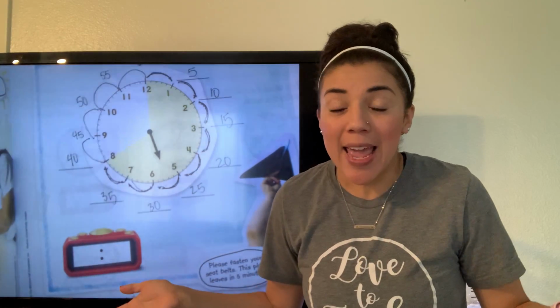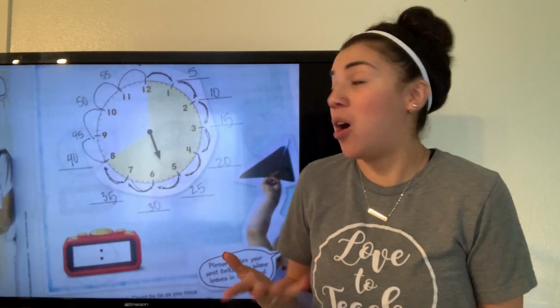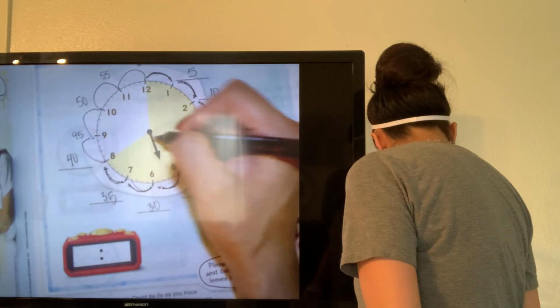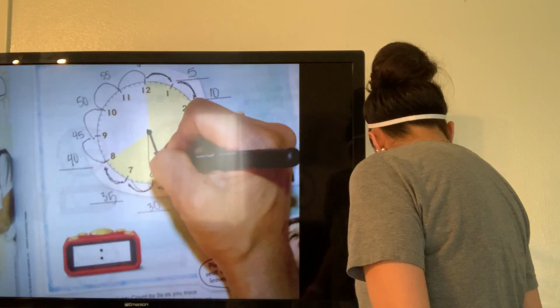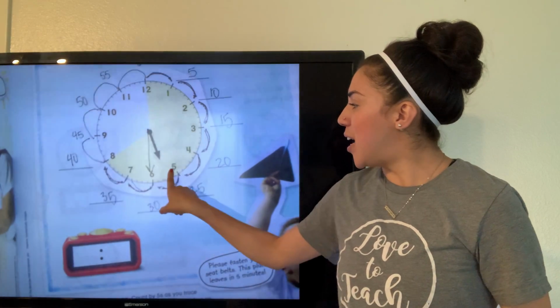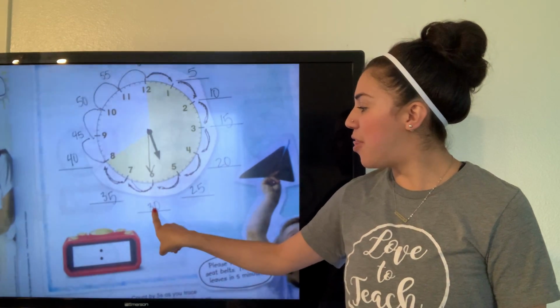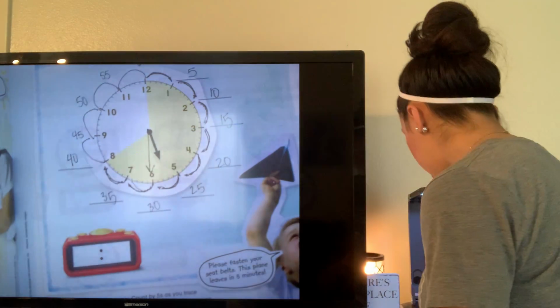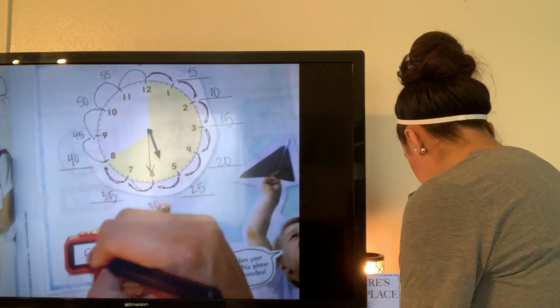Now our job is just to draw a minute hand. Go ahead and draw a minute hand wherever you want. I'm going to draw my minute hand right there. Okay, so my time is 5:30. Whatever time you have, write it in your digital clock. So mine would be 5:30.